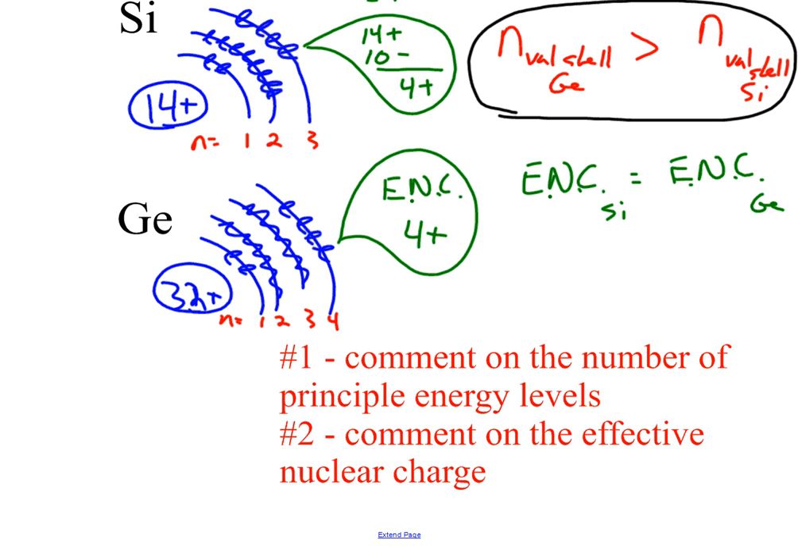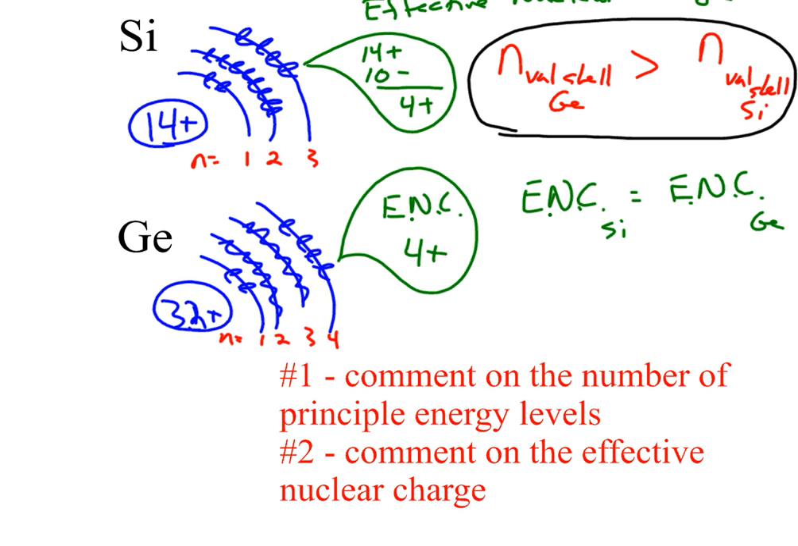Okay, so here's what we need to make sure we do when we compare. First is that we comment on the number of principal energy levels, right? So that's the n value. And second, that we comment on the effective nuclear charge that's pulling on those outer or valence electrons toward the nucleus.